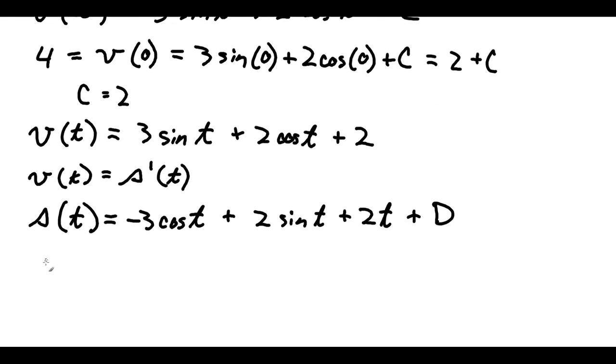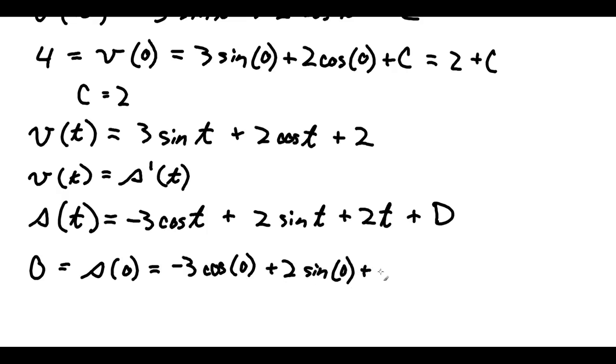So we can say 0 is equal to s of 0. But s of 0, we know from here, must be equal to negative 3 cosine 0 plus 2 sine 0 plus 2 times 0 plus d. And this is equal to, so cosine of 0 is 1, so we have negative 3. Sine 0 is 0 times 2 is 0, 2 times 0 is 0, plus d, and this tells us that d is equal to 3, right? If 0 is equal to negative 3 plus d, just solve for d, add 3 to both sides, d equals 3.